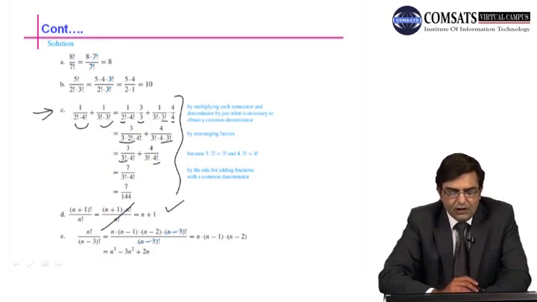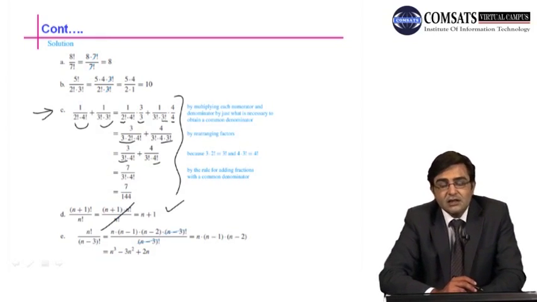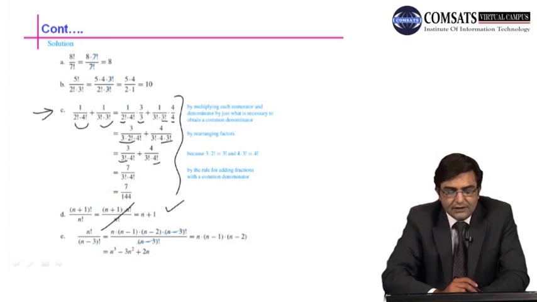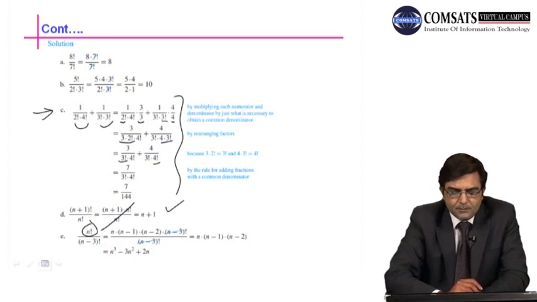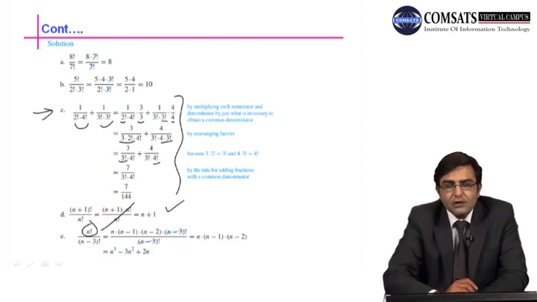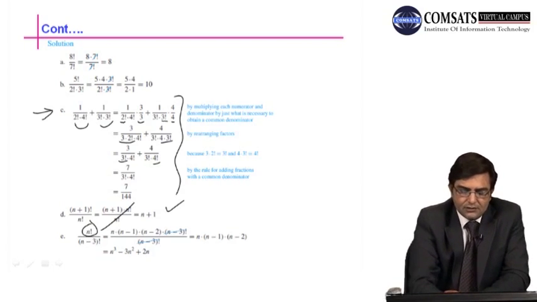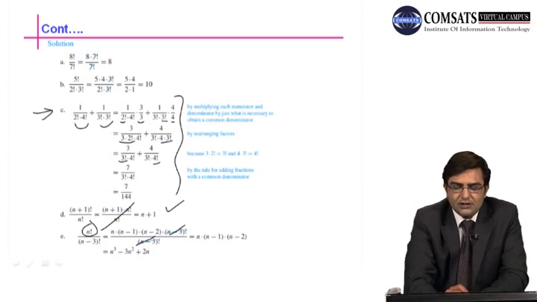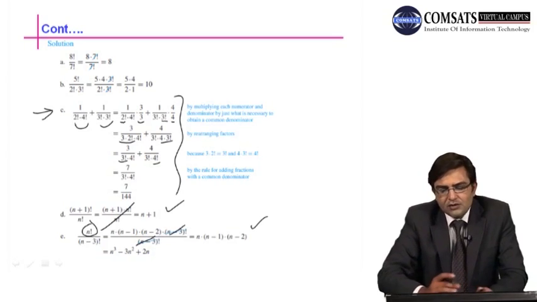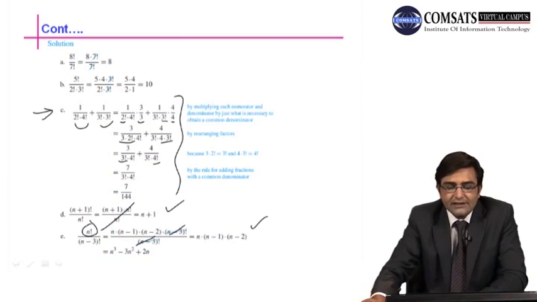Similarly, in the E part, in the numerator we have n factorial, and in the denominator we have n minus 3 factorial. The upper factorial can be reduced up to n minus 3 factorial. So n factorial can be written as n into n minus 1 into n minus 2 into n minus 3 factorial. So this can be cancelled out with this. We get this. So we can simplify the factorial notations like this.